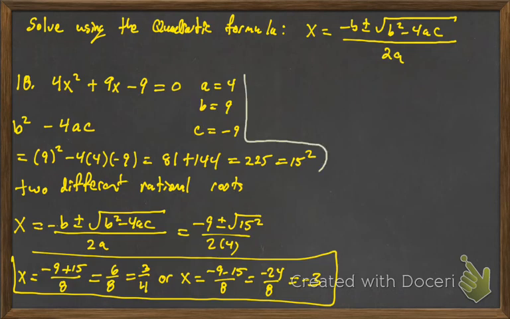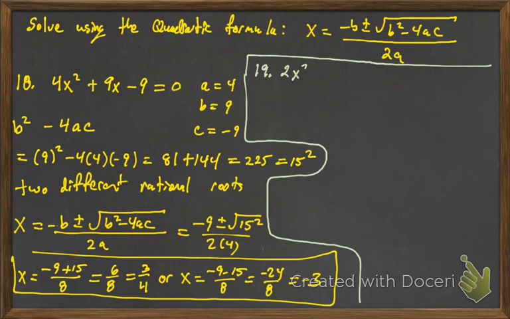Okay, let's take a look at another one: 2x squared plus 12x plus 18 equals 0. We do have a greatest common factor, so if we have a GCF, then we can divide everything by 2.